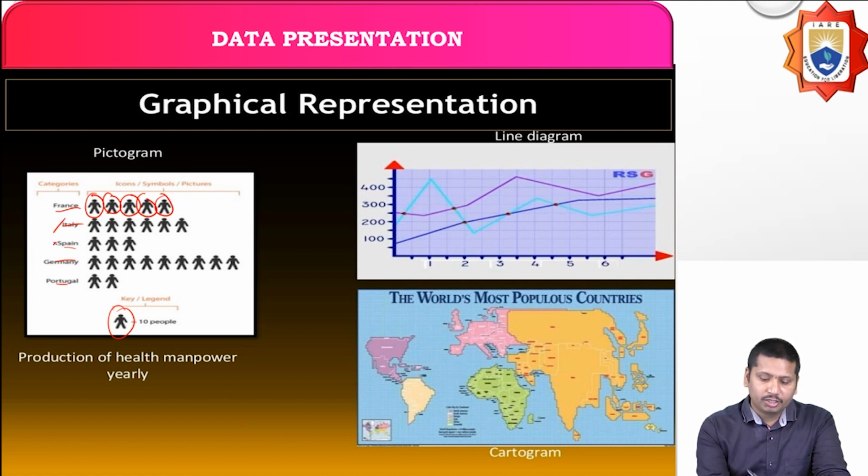So Italy, how many? Spain, how many? Each one is going to indicate 10 people. So 10, 10, 3, 4, 5. So 50 Indian people are going to be staying in France.